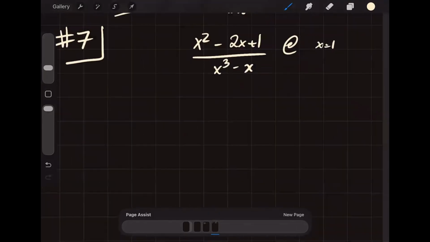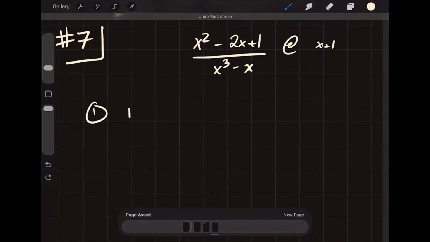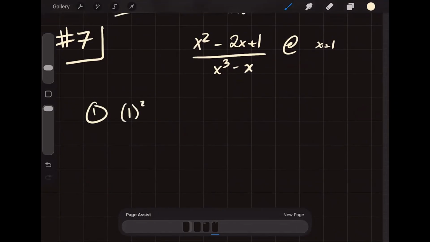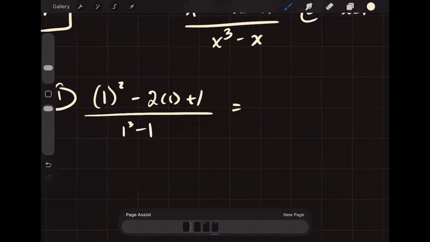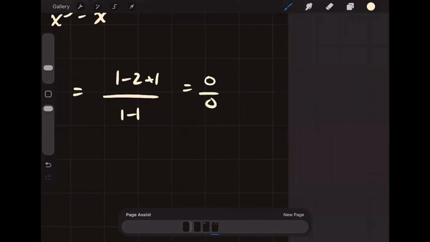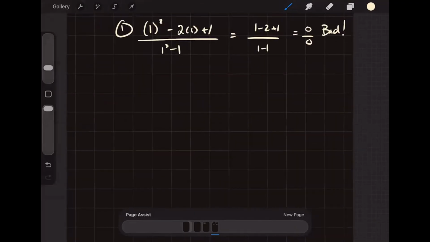So the first thing you're going to do is plug it in. You're going to go 1 squared minus 2 times 1 plus 1 all over 1 cubed minus 1, which equals 1 minus 2 plus 1 all over 1 minus 1, which equals 0 over 0, which is bad. So we know it's not continuous, but we'll see if the limit exists as well.